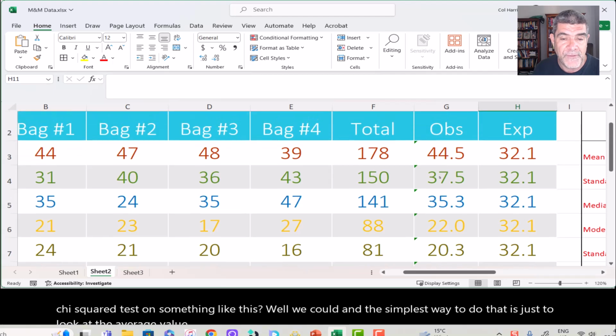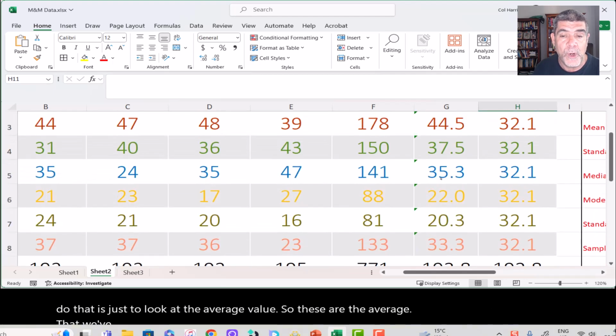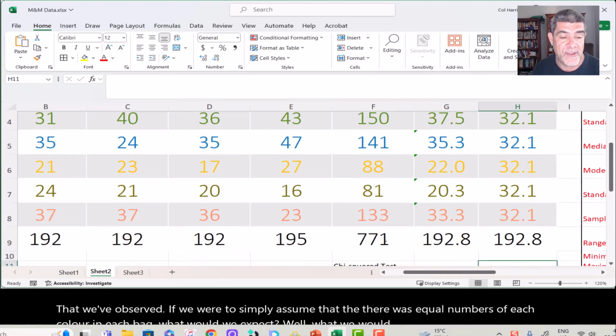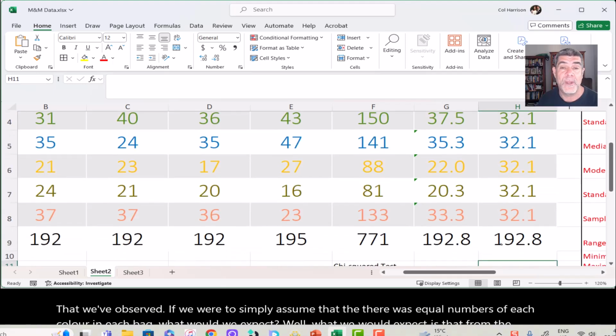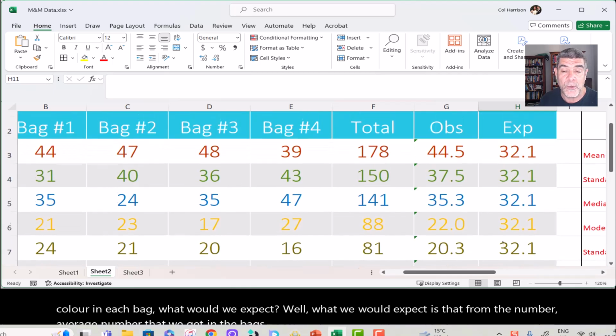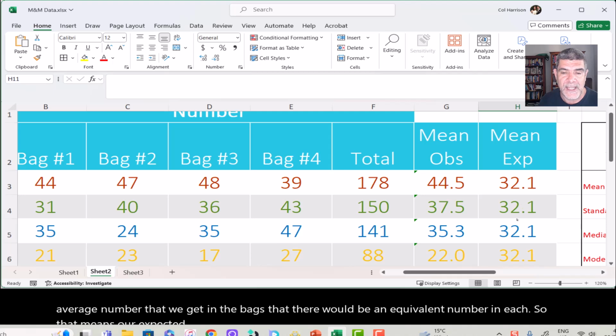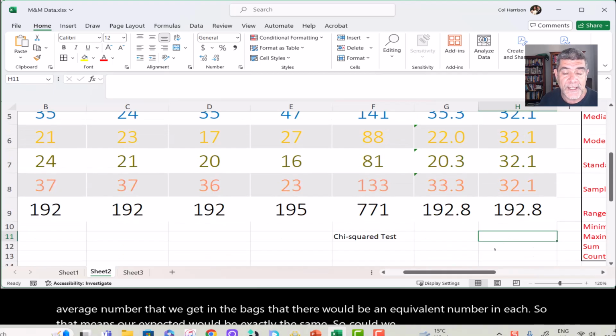So these are the average values that we've observed. If we were to simply assume that there was an equal number of each color in each bag, what would we expect? Well, what we would expect is that from the average number that we get in the bags, there would be an equivalent number in each. So that means our expected would be exactly the same. So could we do a chi-squared test with this?